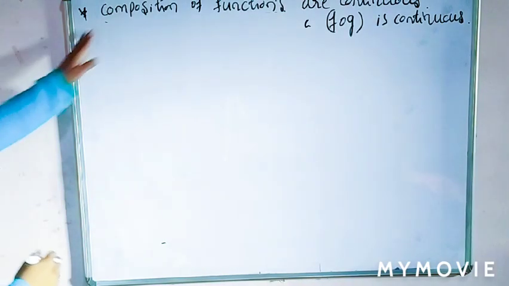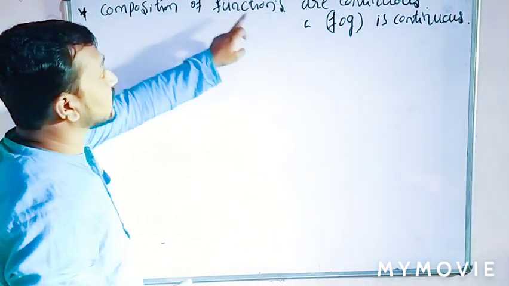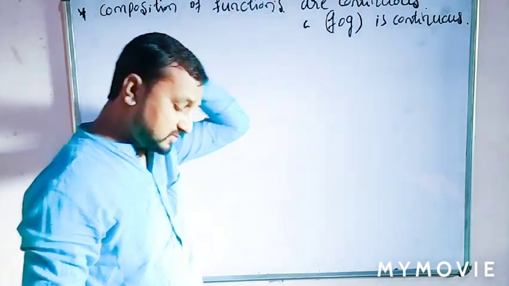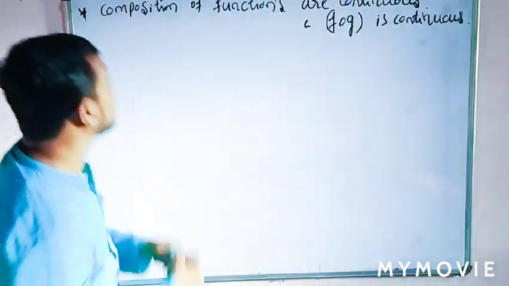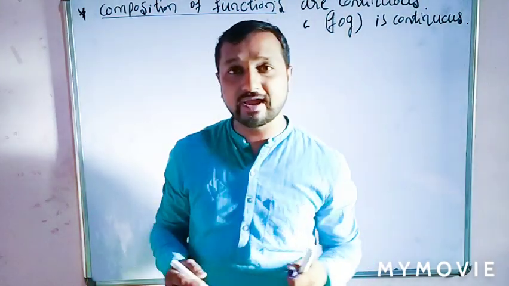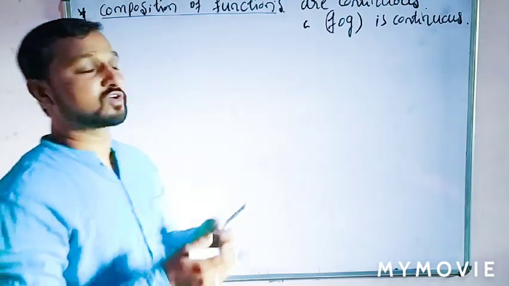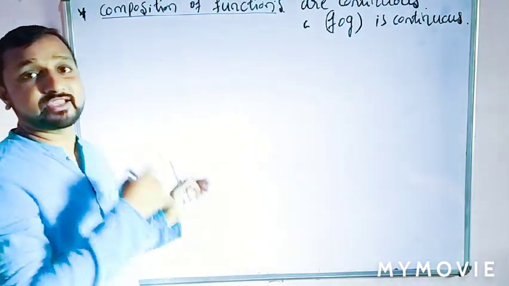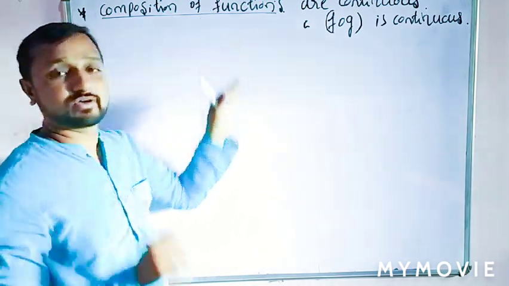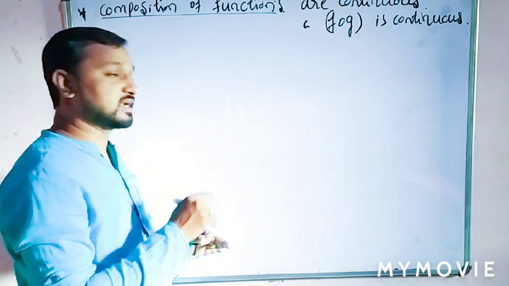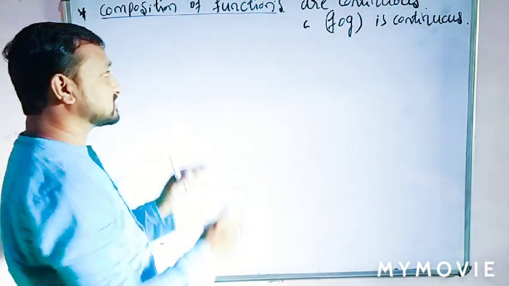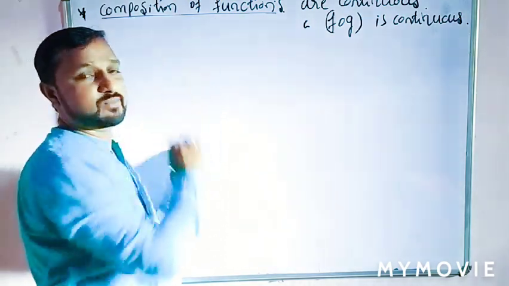Friends, this is also a very important property: the composition of two or more continuous functions is continuous. Is that clear, friends? So first, what is meant by composition of functions? Composition of functions means we combine one or more functions, and that is said to be the composition of a function. The concept of composition of a function is in your first chapter, relations and functions. Students, in that chapter, this is one very important concept.